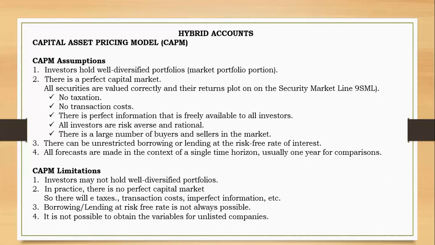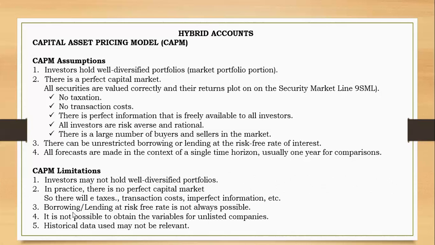Then you can say it is not possible to obtain the variables for unlisted companies. Let's say you need the beta. How do you obtain the equity beta or asset beta? That beta factor, that's systematic risk. For the company that is not listed, it's very difficult to obtain that, or it may not be possible.